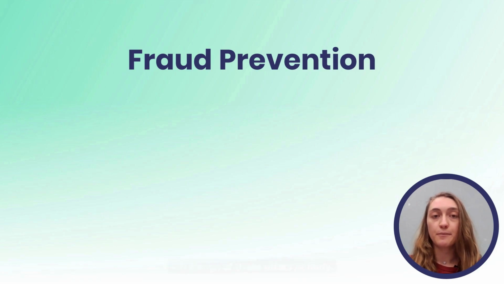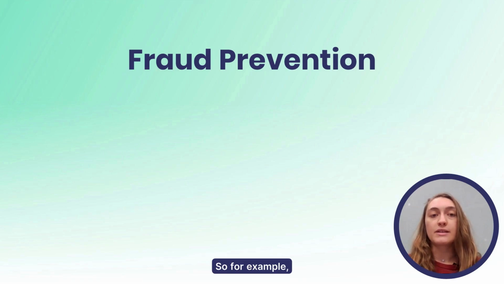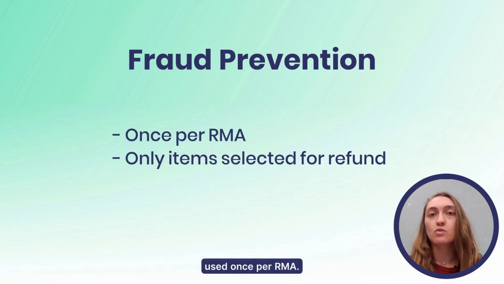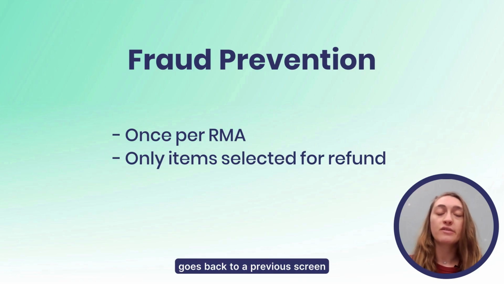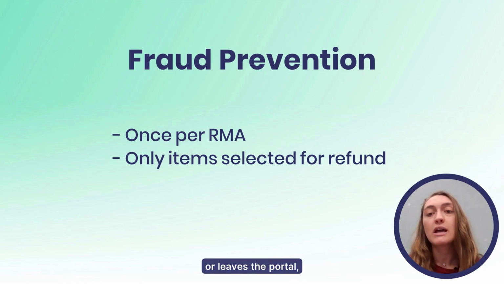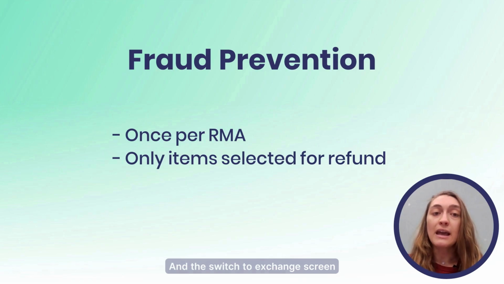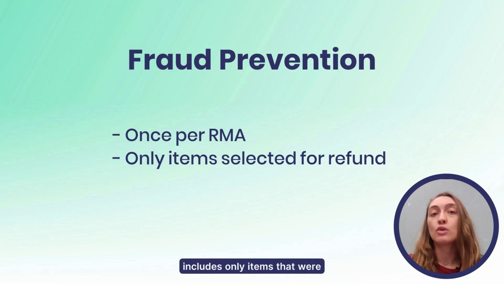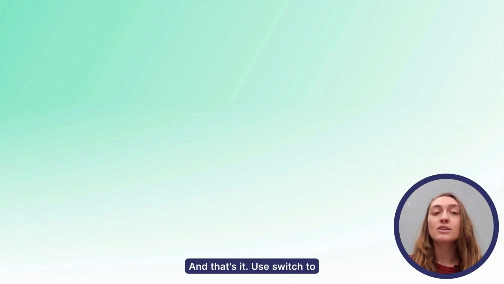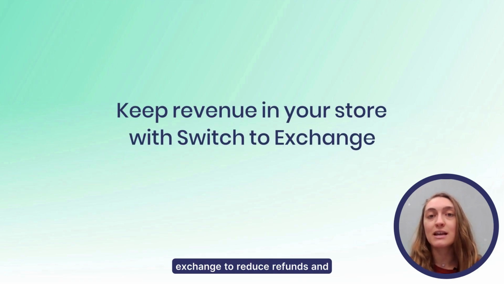ReturnGO also has built-in fraud prevention measures to make sure that your customers can't take advantage of these offers unfairly. So, for example, Switch to Exchange can only be used once per RMA. The screen will appear only once per session, so if the customer goes back to a previous screen or leaves the portal, they won't get that offer again. And the Switch to Exchange screen includes only items that were initially selected for a refund on the item selection screen.